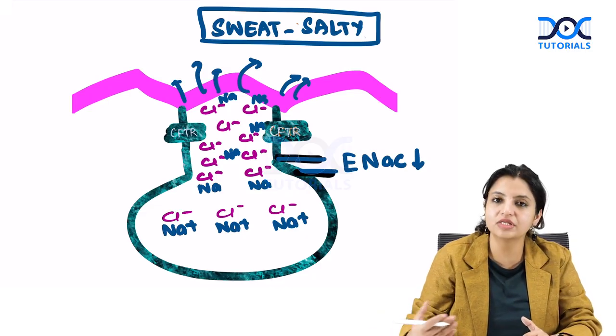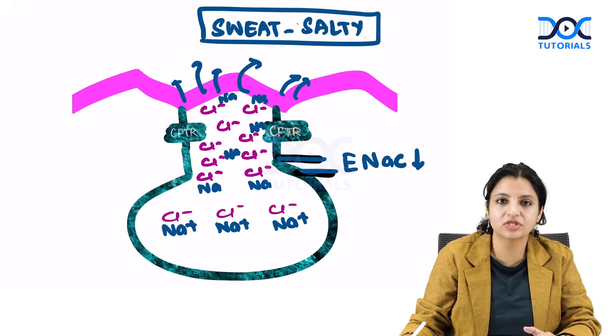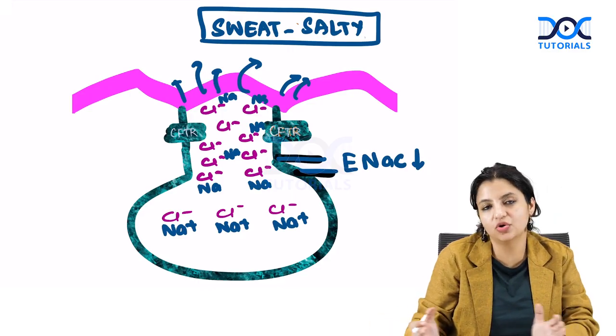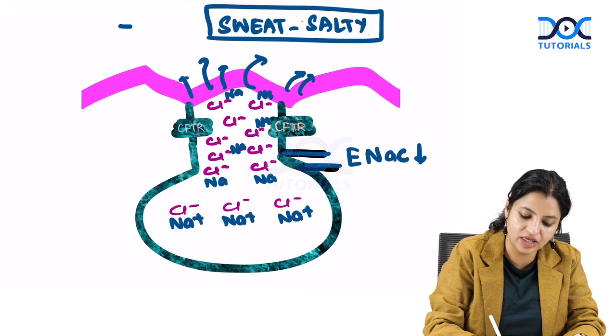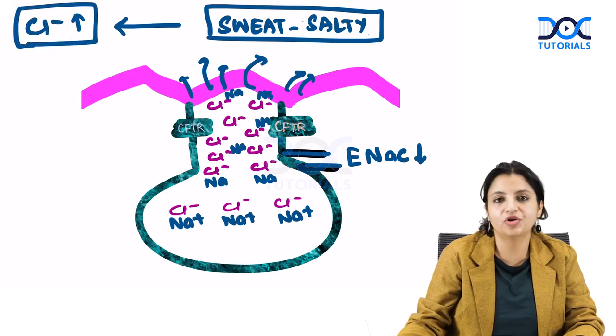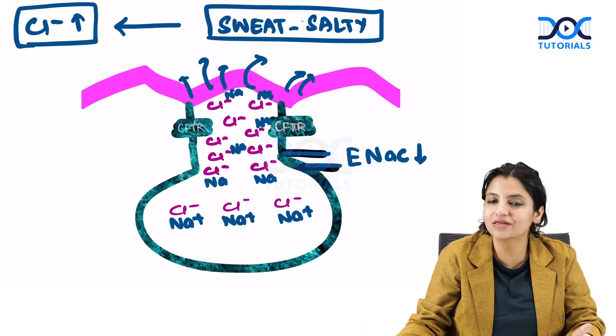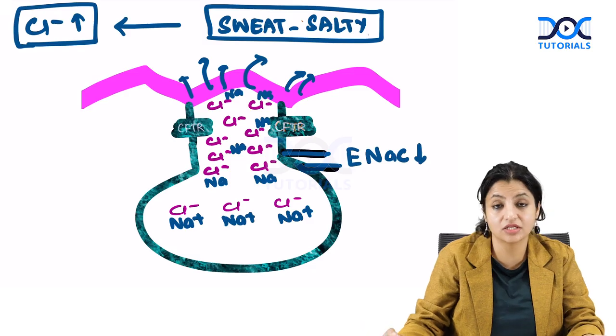So that's what happens in the sweat glands. ENaC activity is closed. The chloride concentration in the sweat is increased, and that is why we do the test also. If you see the chloride concentration in the sweat in these patients of cystic fibrosis, it will be increased, and that's how we pick them up.